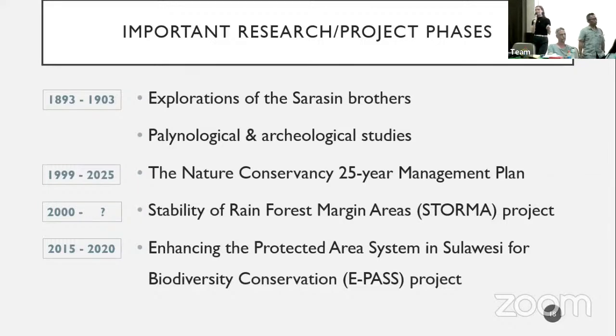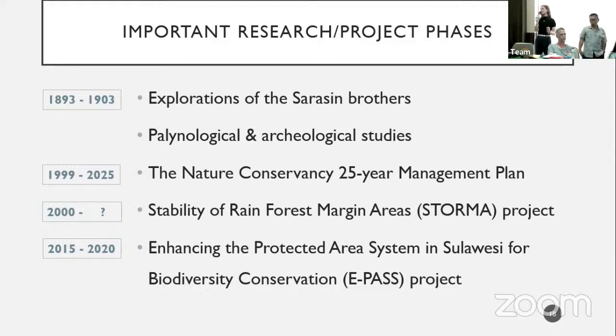And this, from my understanding, was one of the first times that there was a written record of some of the species in the park. Of course, we have the paleontological and archaeological studies related to the megaliths. And this one is really interesting.